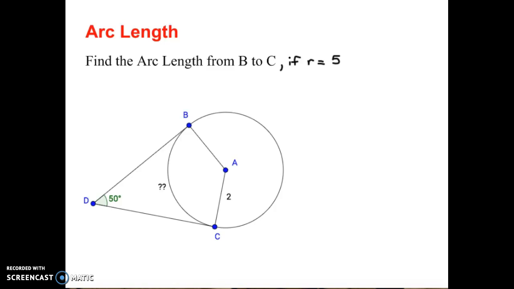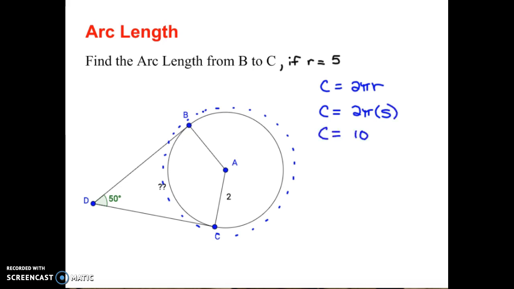Okay, last question here. It says find the arc length from B to C if r equals 5. So again, I'm going to find the circumference like I've been doing on each one. So that'll be the arc all the way around here. I'm going to find that first. So we know circumference is equal to 2 pi r. So in this case, 2 pi, and we saw the radius is 5. So 10 pi.